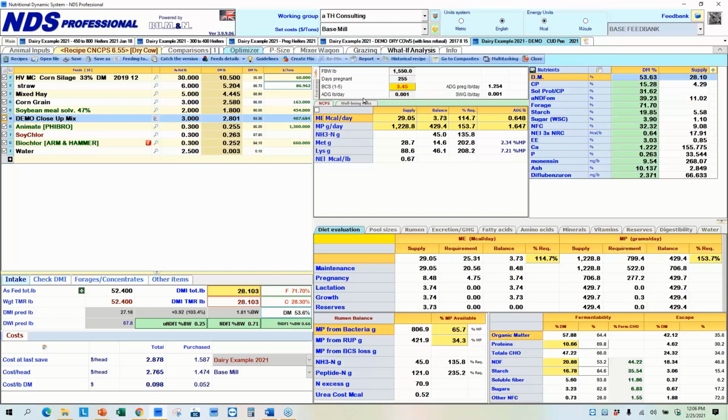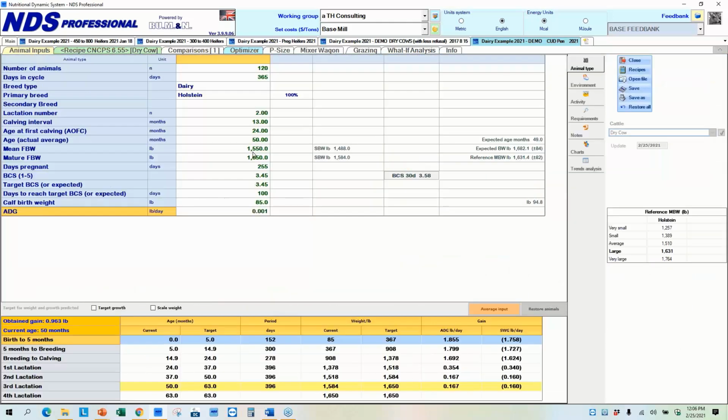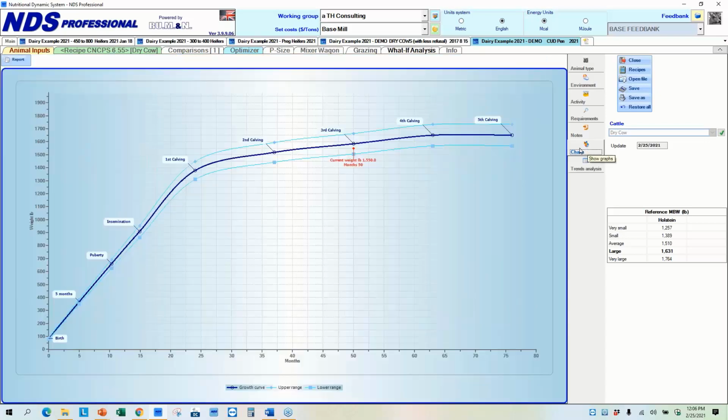Again, we have these animals. If we go in and look at animal inputs, you can see that I've got a rather mature animal here. Mature weight 1650, she's at 1550. If I go to the charts here and I look at this animal, the targeted growth, or the optimal growth method, basically has them growing, but post-calving and pre-calving, I'm not sure we're getting this. We're probably getting a bigger jump up in here to compensate for that.